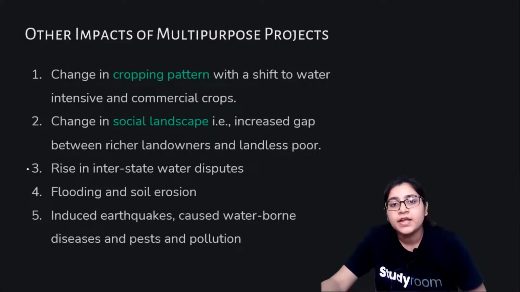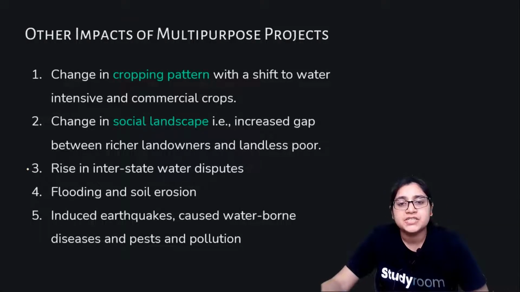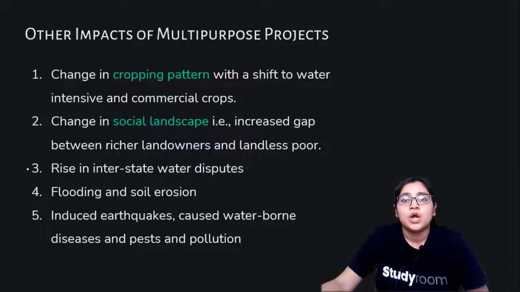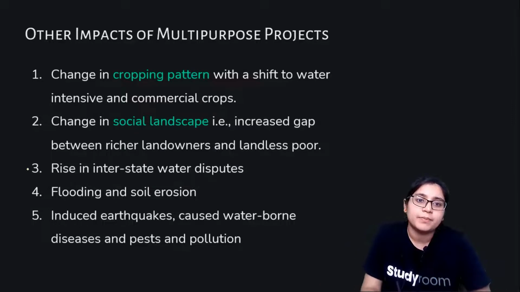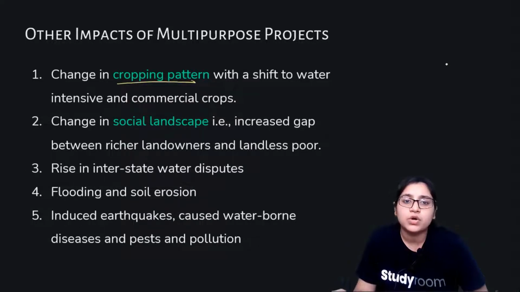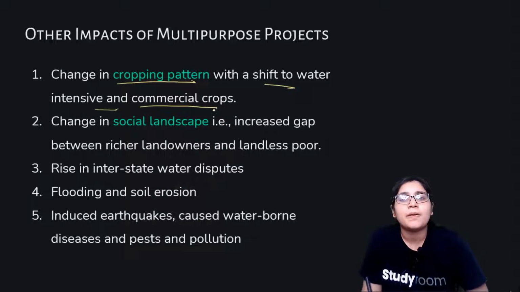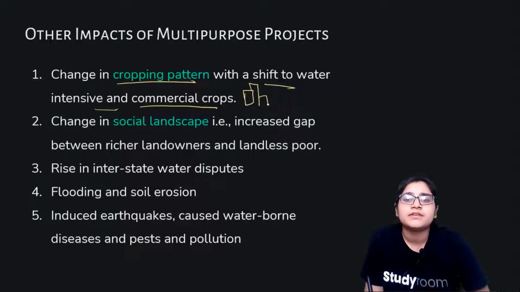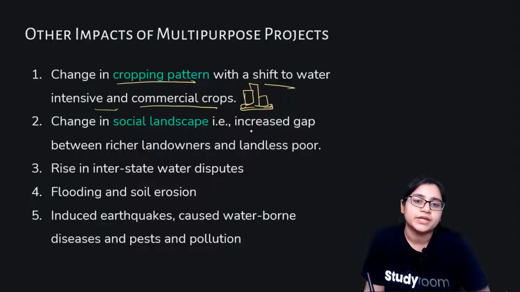Then come other impacts of multipurpose projects, which more often than not have negative implications, like change in cropping pattern. We all have a natural pattern of how to grow crops and how not to grow crops, but because of this artificial structure, there is a shift to water-intensive and commercial crops. So people are growing more and more profitable crops, and they are avoiding the natural crops over there, right?